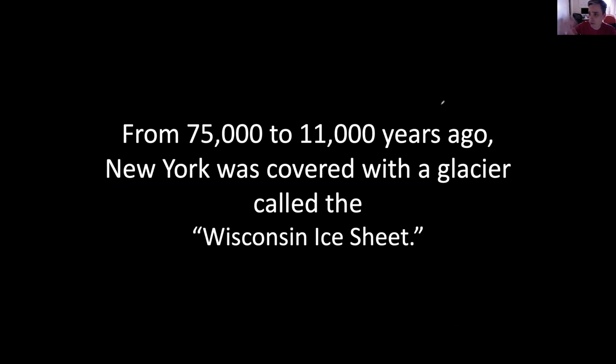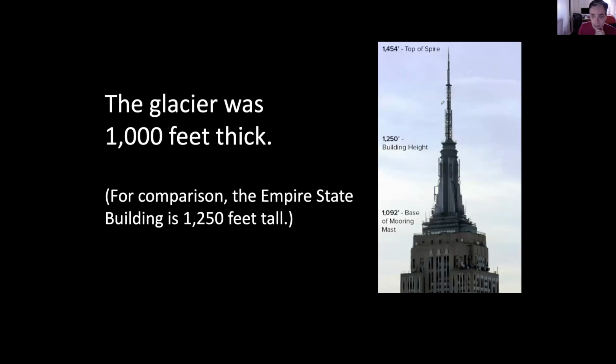So the entire northeastern United States was covered with this glacier. New England, upstate New York, New Jersey, all the way down to the ocean. And it was 1,000 feet thick. So for comparison, the Empire State Building is 1,400 feet tall to the tip of its needle, and the actual occupiable part of it is 1,250 feet tall.